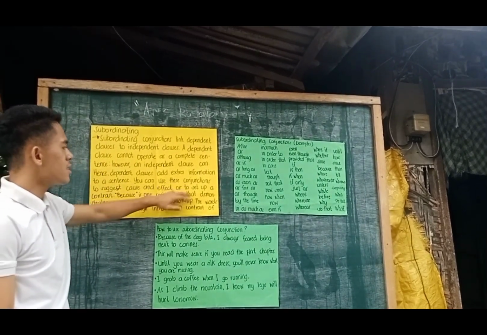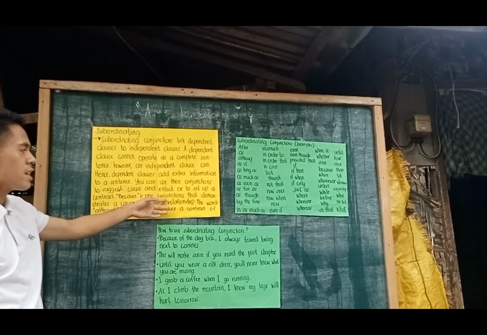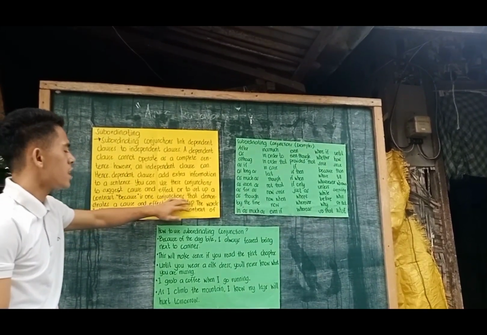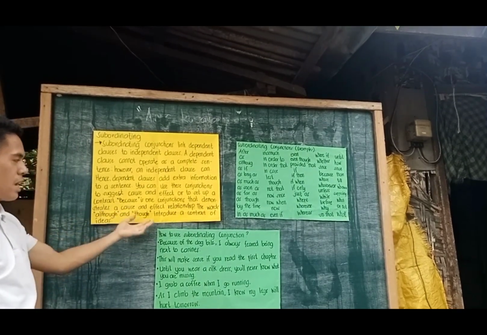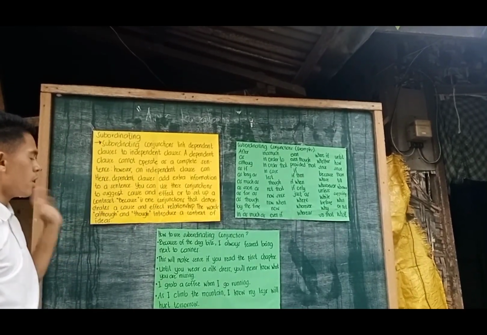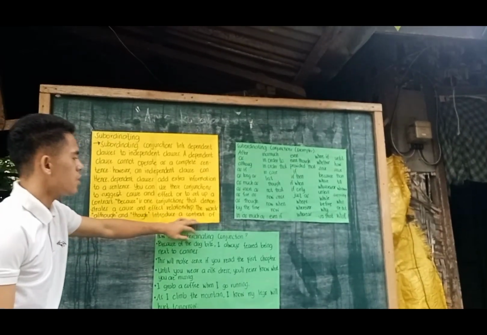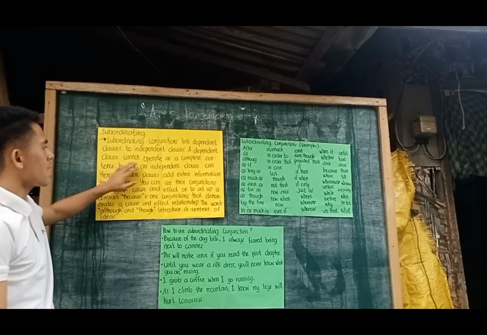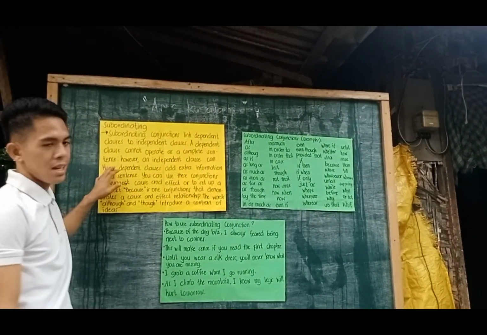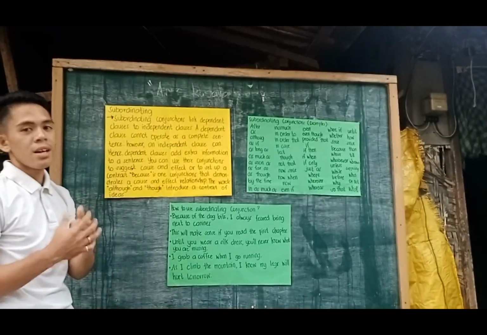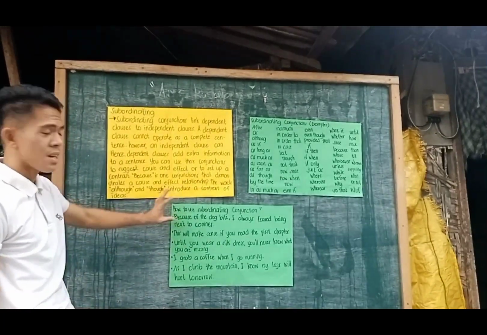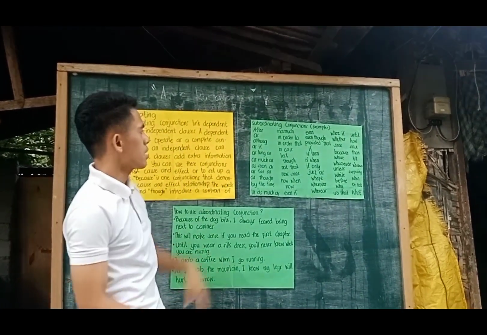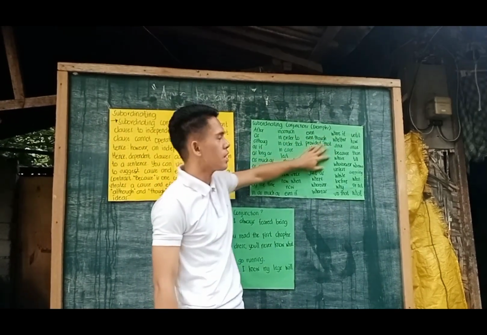You can use these conjunctions to suggest cause and effect or to set up a contrast. Because is one of the conjunctions that demonstrates a cause and effect relationship. The words although or though introduce a contrast of ideas. The key point here is that a dependent clause cannot operate as a complete sentence, while an independent clause can. Let's say we have our examples here. So here are the examples of subordinating conjunctions.